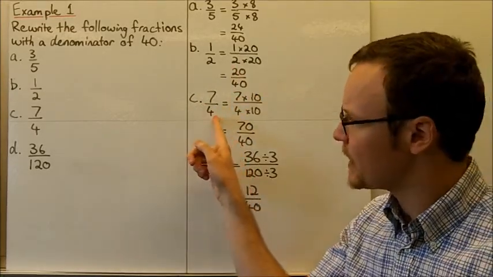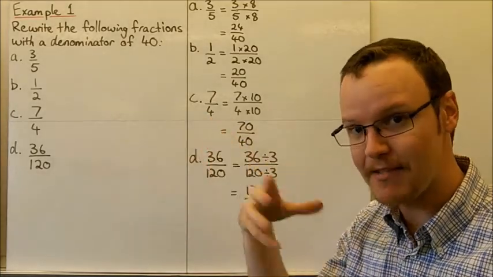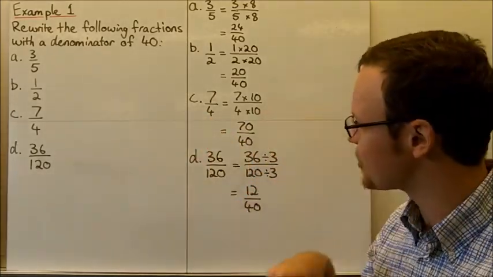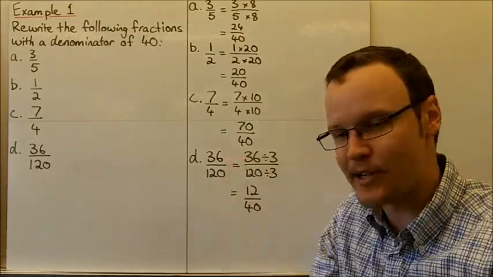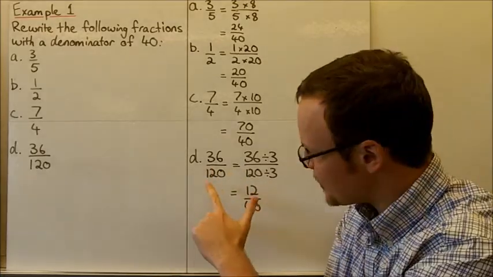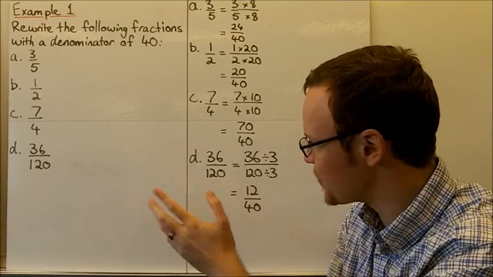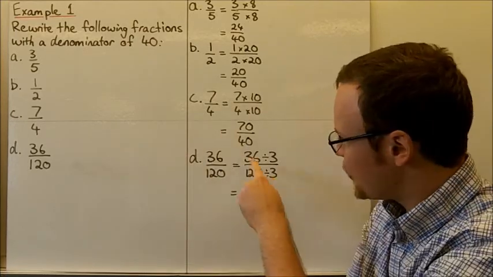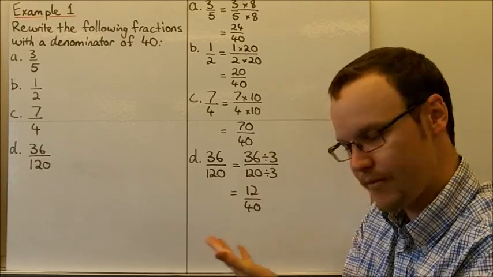Here, to get 40 as the denominator, we need to multiply by 10. So once again, multiply the top and the bottom by 10, and we get 70/40ths. And lastly, this one's a little bit trickier. We don't need to multiply, we need to divide here. We need to divide 120 by 3 to get 40. So 120 divided by 3 is 40, so we need to do the same to the top and bottom. 36 divided by 3 is 12, and 120 divided by 3 is 40.